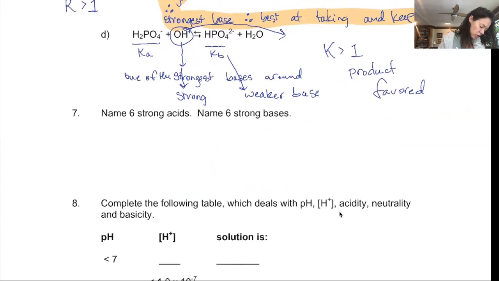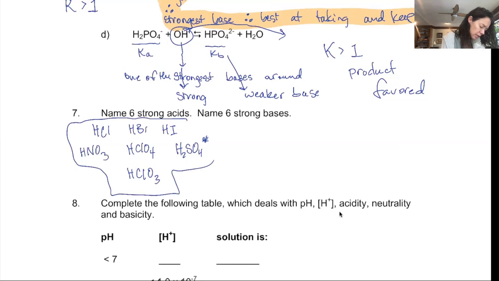Let's go ahead and name our strong acids. Let's put them down. Make sure you have them. Hydrochloric, hydrobromic, hydroiodic, nitric, perchloric, sulfuric, first hydrogen only. We'll talk about that later. And often people include chloric, okay? If it's not one of these, it's not strong, it's weak.